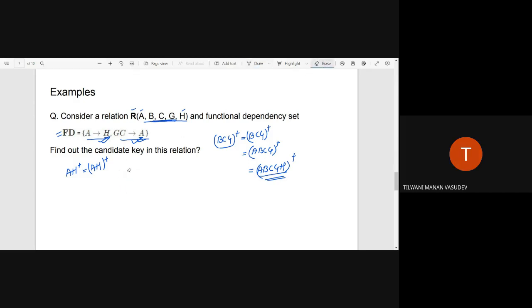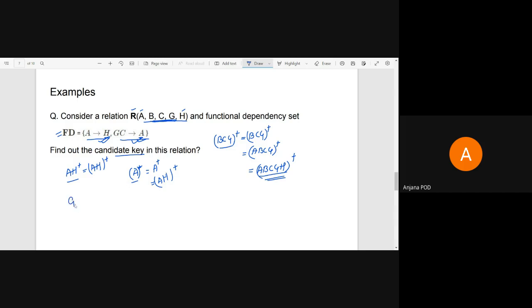We can simply take any combination, or you can also take a single attribute. Say we want to get the closure of A, because we need to find the candidate key, right? So taking the closure of A, we get A, and then AH. Are we getting any other attributes? No, right? So by that we can say that neither A nor AH is a candidate key. We can also try some other set of attributes.